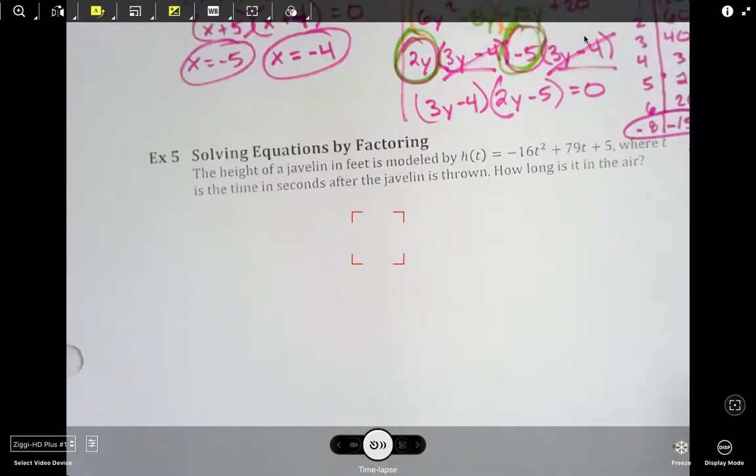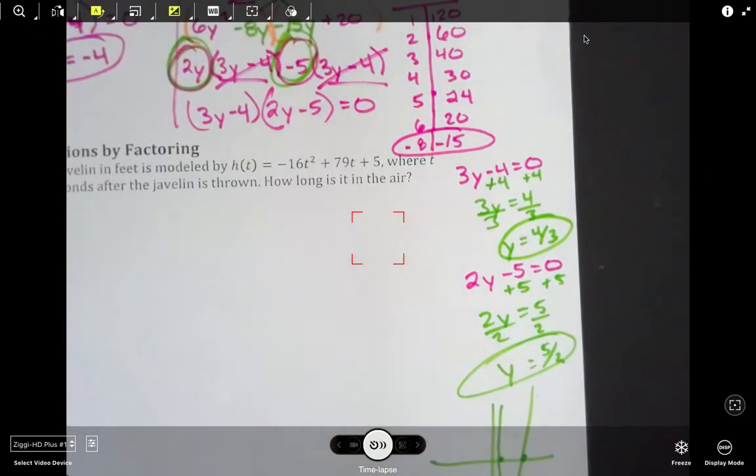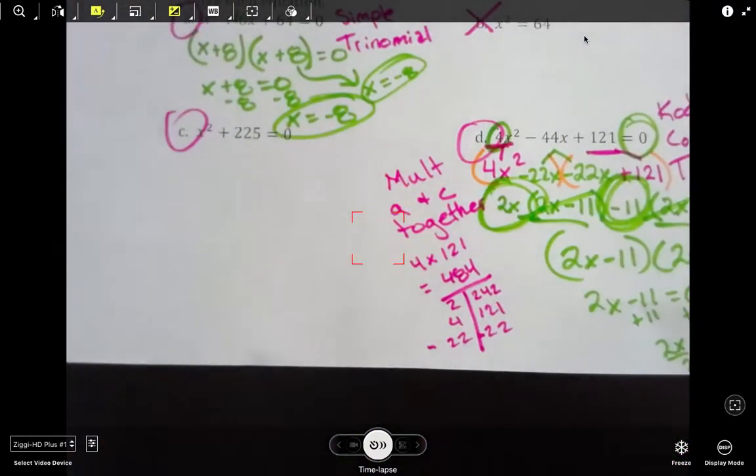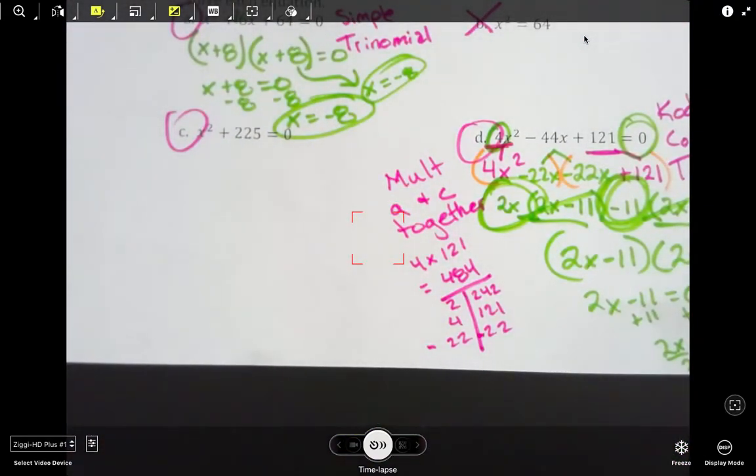All right, we're going to skip this example 5, but we are going to go back and do part C, because we didn't do that one yet. We're not doing example 5. Okay? Thank you.